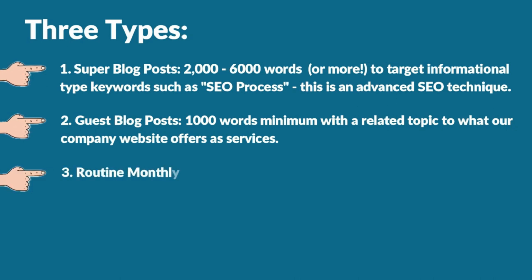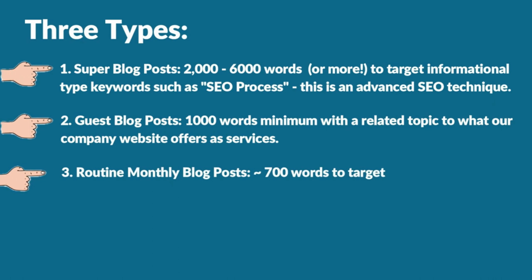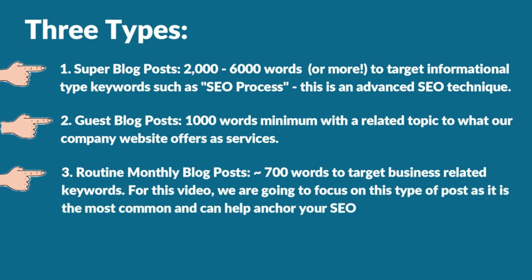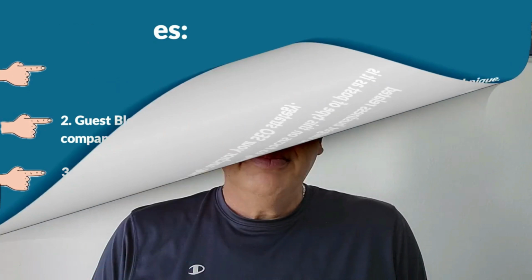And then number 3, there's the routine monthly blog post. And for this video, I really want to focus on this because, in my opinion, this is the most important type of blog post, because it is something that every SEO campaign at minimum must feature. And we do a minimum monthly 700-word blog post that focuses on a primary and secondary keyword. And we're going to get into a little bit more material about that later on.